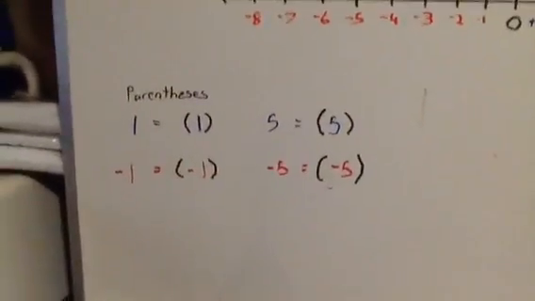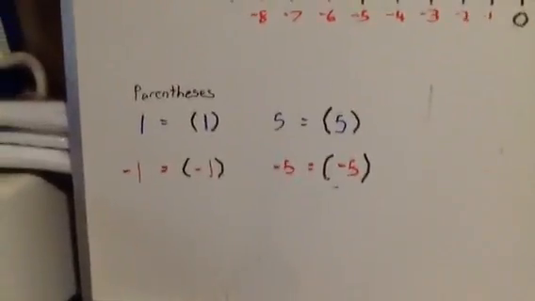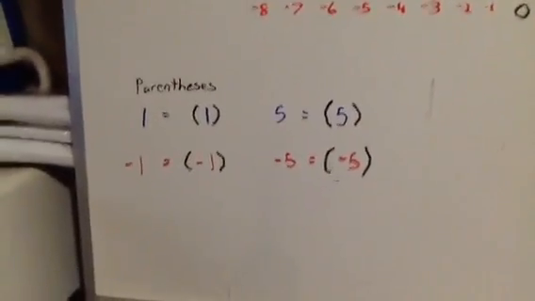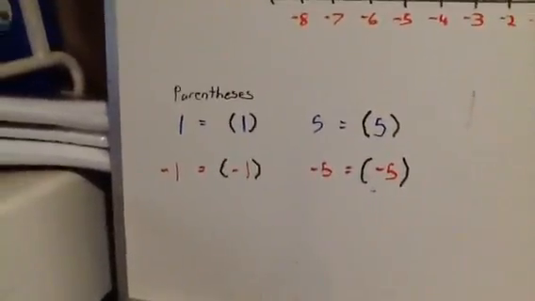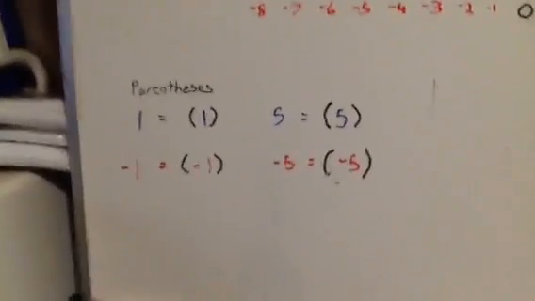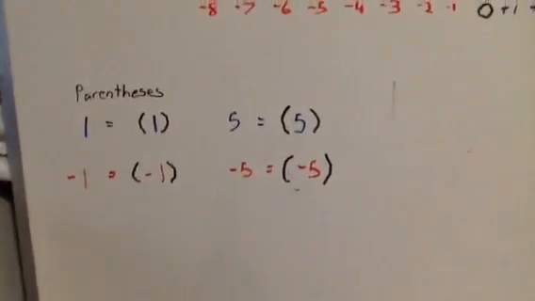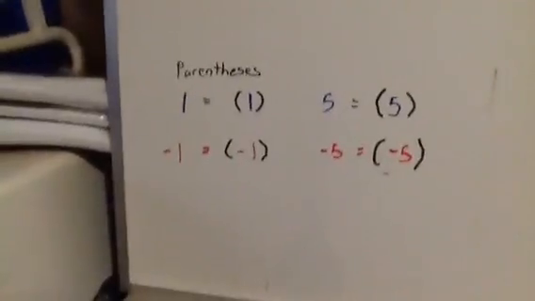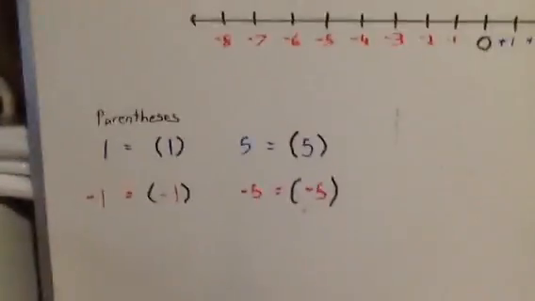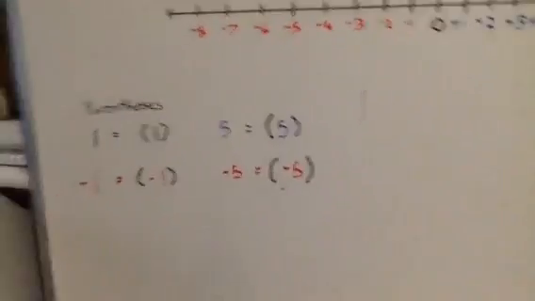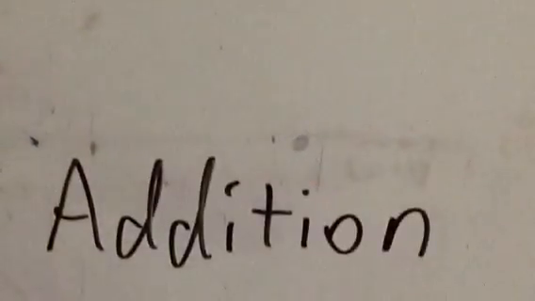Each number can be written in parentheses and it isolates the number. So 1, you can encase in parentheses, positive 1. That's still positive 5, that's still negative 5, and that's still negative 1. Hopefully you find this information interesting, and I'll see you in the next part.